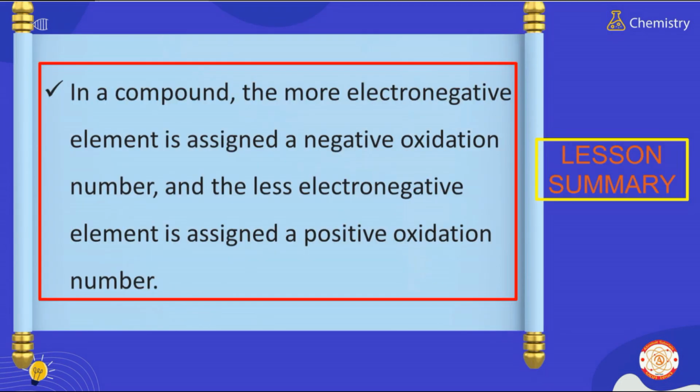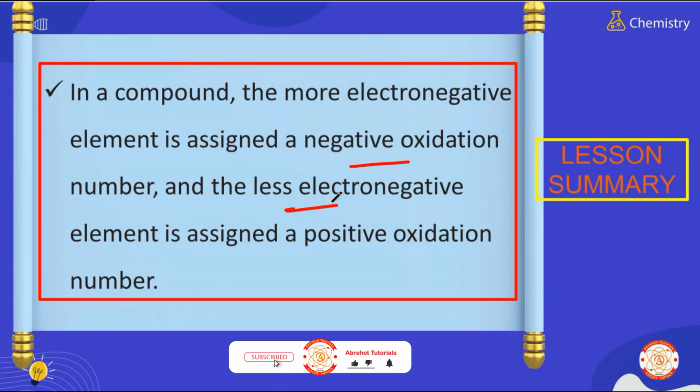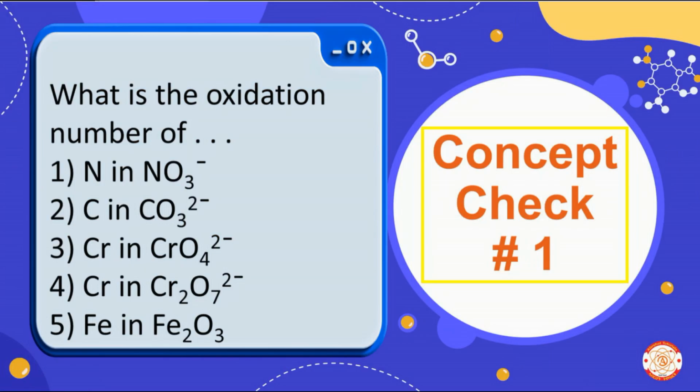So in general, in a compound, the more electronegative element is assigned a negative oxidation number, whereas the less electronegative element is assigned a positive oxidation number. Now it's your turn. Try this on your own and write your answers in the comment section.